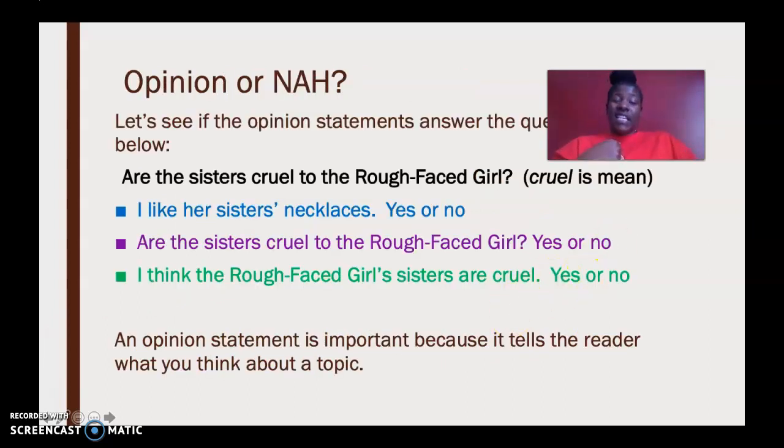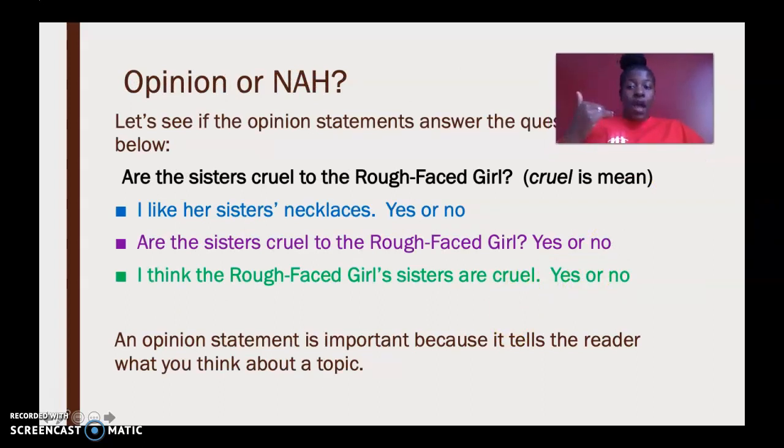And lastly, is this an opinion or not? Let's see if the opinion statements answer the questions below. Are the sisters cruel to the rough-faced girl? And cruel means that someone is mean. I like the sisters' necklaces. Nah. Are the sisters cruel to the rough-faced girl? No, that's just asking the question again.